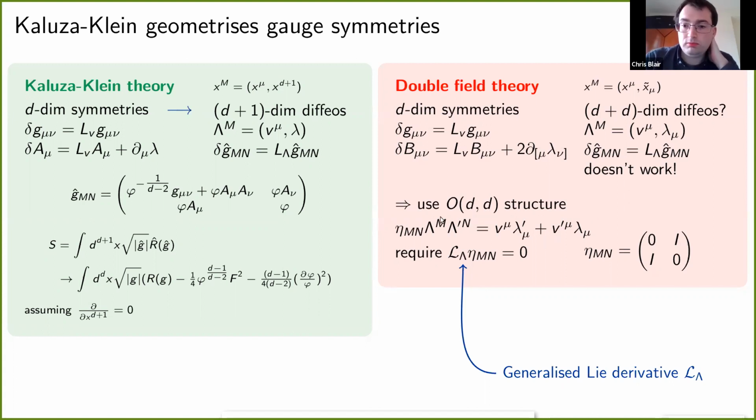And it turns out what will work for us is if we take this O(d,d) structure to be fundamental and require the perhaps radical step that we'll change our notion of what a diffeomorphism is. We'll change our notion of the local symmetry and say that I'm going to define a generalized Lie derivative, which I denote by calligraphic L, which has to preserve this O(d,d) structure. It has to preserve the pairing between vectors and forms.